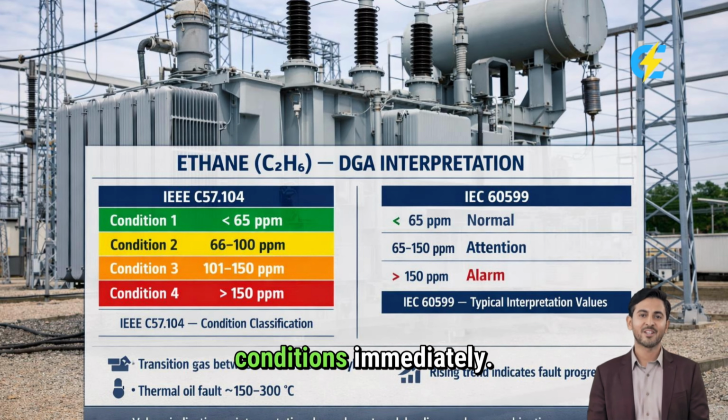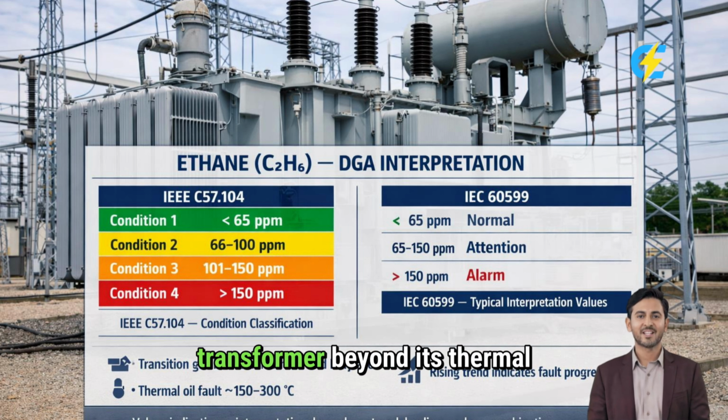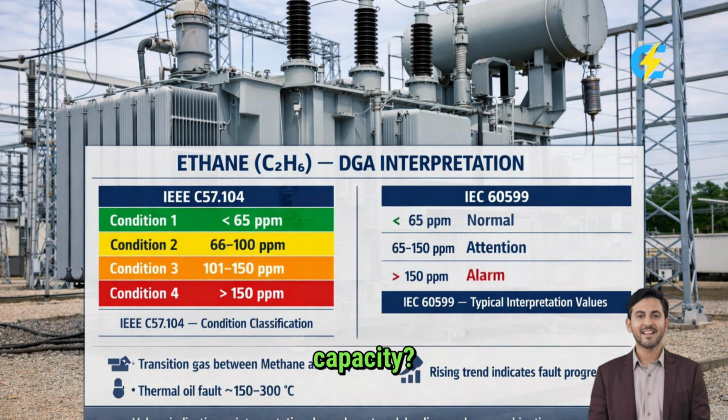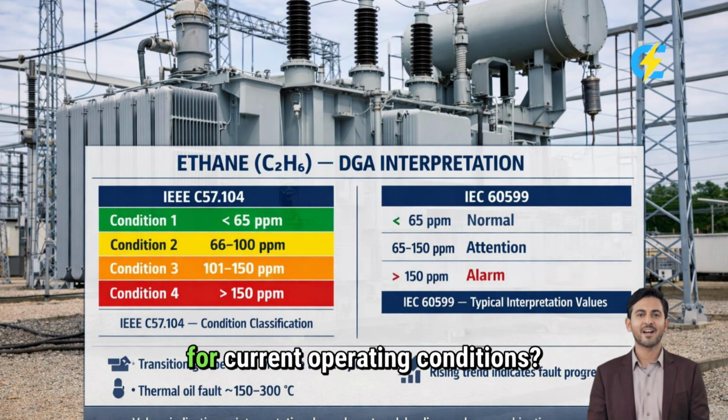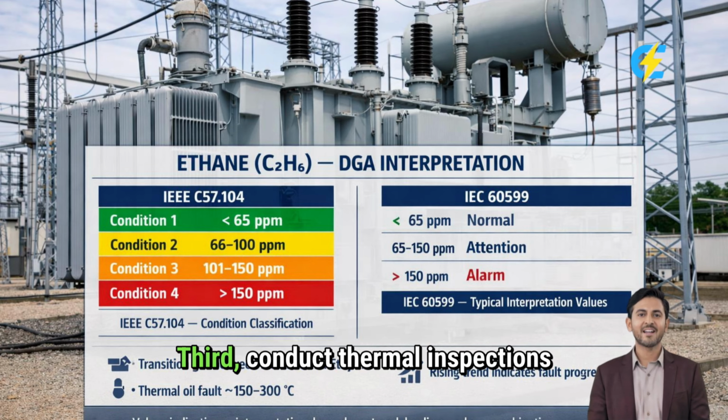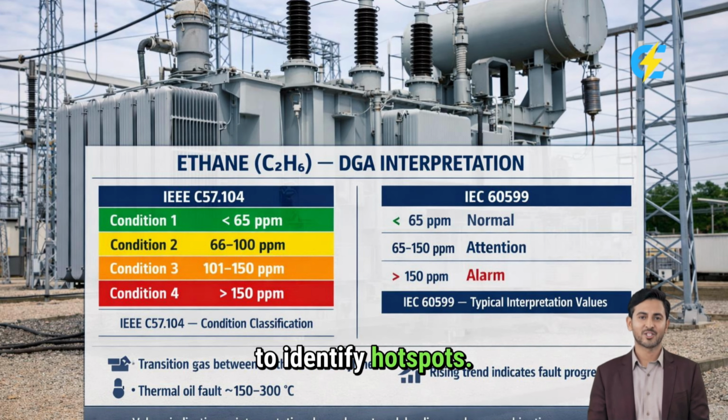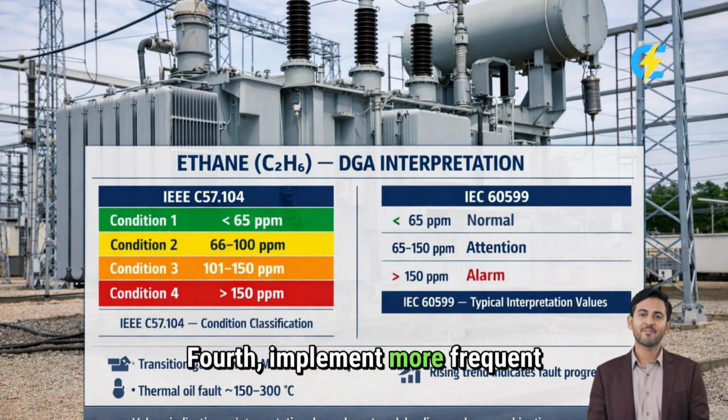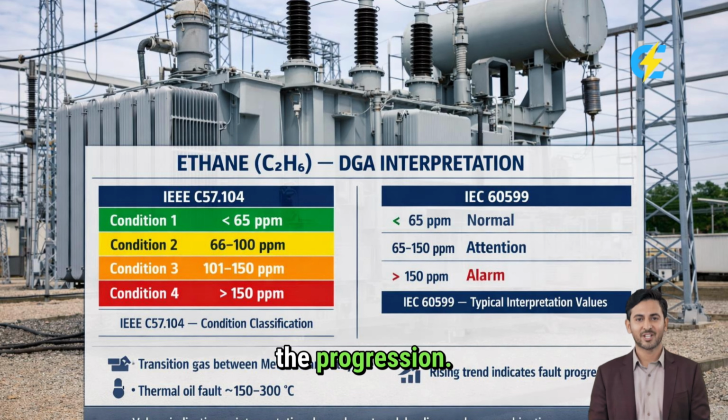The corrective actions for high ethane are straightforward but critical. First, assess your load conditions immediately. Are you running the transformer beyond its thermal capacity? Second, evaluate your cooling system performance. Is the cooling adequate for current operating conditions? Third, conduct thermal inspections to identify hotspots. Fourth, implement more frequent DGA monitoring to track the progression.